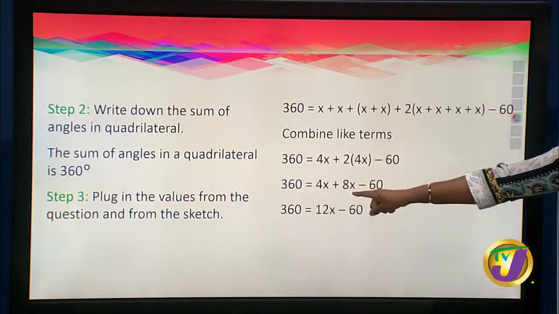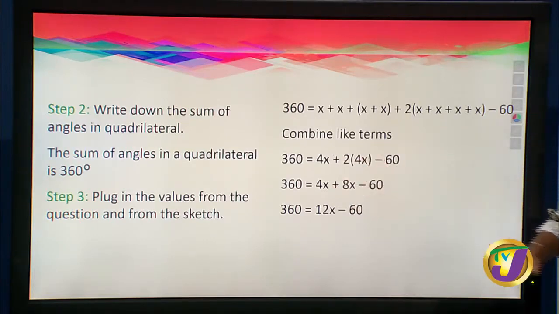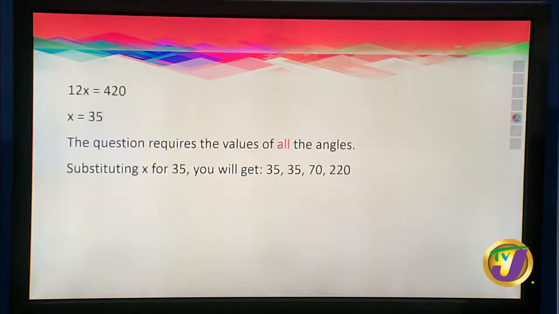So we can further simplify. 2 times 4 gives us 8, so we have 8x there. And we can simplify again. 4x and 8x give us 12x. And using reverse operations, we would add 60 to both sides to get 420 is equal to 12x. And then we would again do reverse operations. So x would be equal to 35.